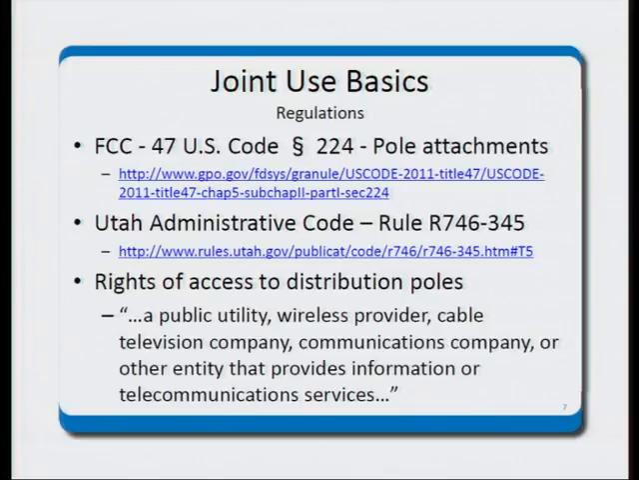In terms of rights of access to distribution poles, and this is true for the FCC and in the state of Utah, as a matter of fact, this is a quote right out of the Utah regulations. So who has rights of access to distribution poles? Public utilities, so that would be us, CenturyLink, some others, a wireless provider, cable television company, communications company, or other entity that provides information or telecommunications services. There's been a lot in the news over the last year about which types of providers have rights of access. And it's been expanded. So if you're one of these, you have rights of access. If you're not, you may not be guaranteed rights of access to poles.